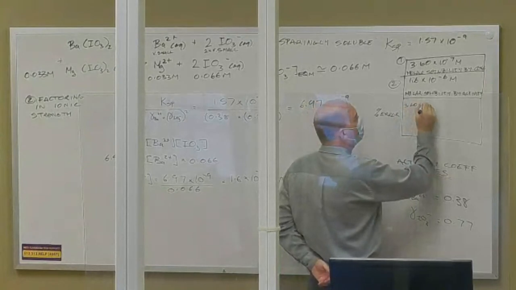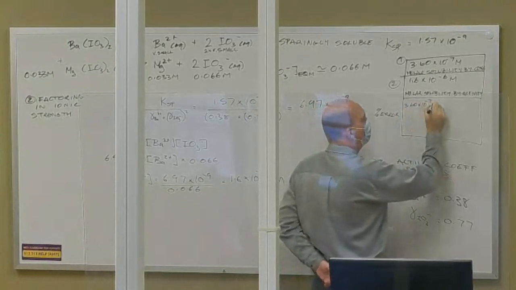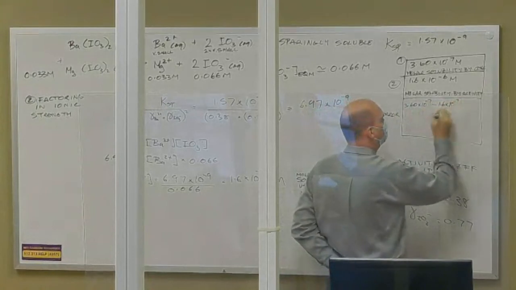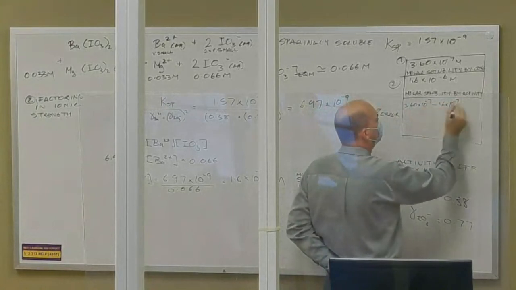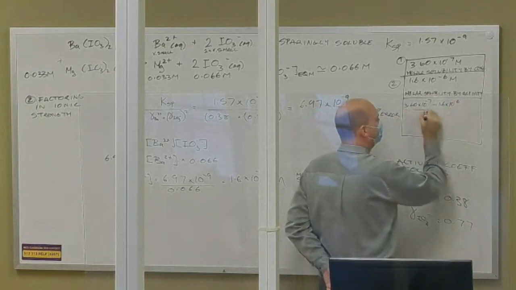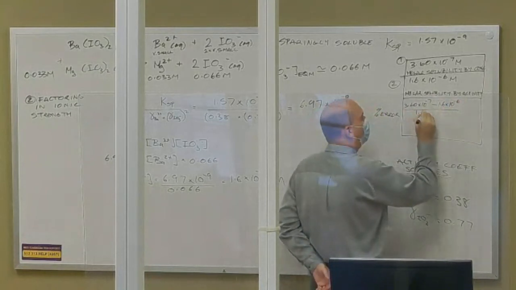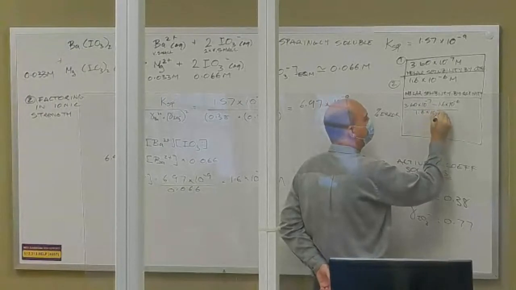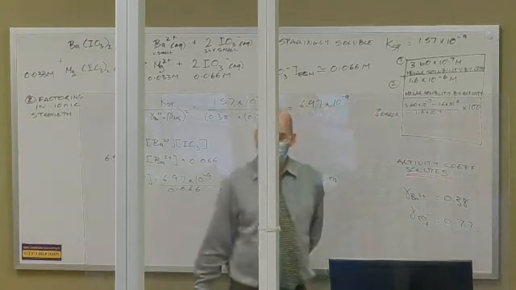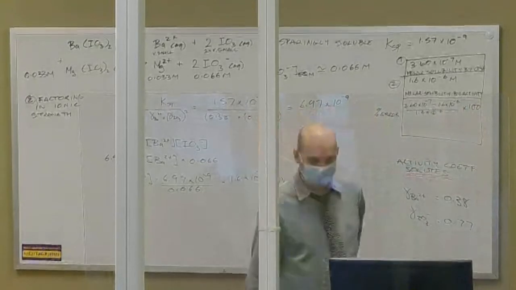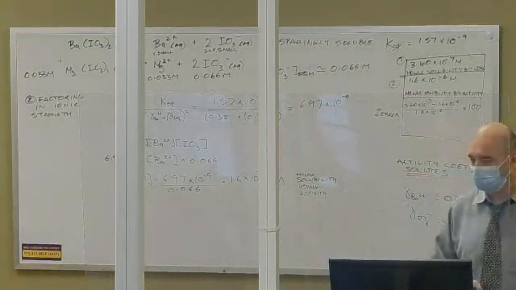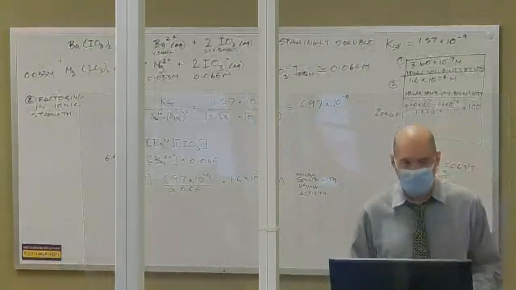3.6 times 10 to the negative 7 minus 1.6 times 10 to the negative 7. Oh, 1.6 times 10 to the negative 6, all divided by the bigger number, times 100. That gives me my percent error.